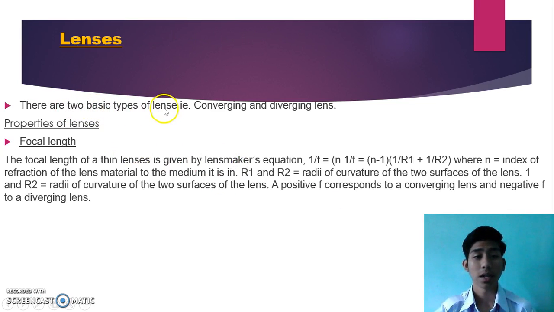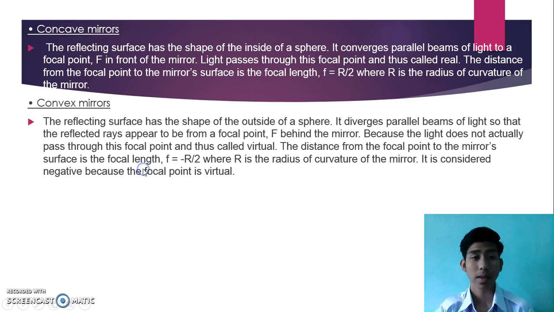Lens. There are two basic types of lens: converging and diverging lens. Properties of lens. Focal length. The focal length of a thin lens is given by the lensmaker equation: 1 over f equals n minus 1 times 1 over r1 plus 1 over r2. You can read from my slide.